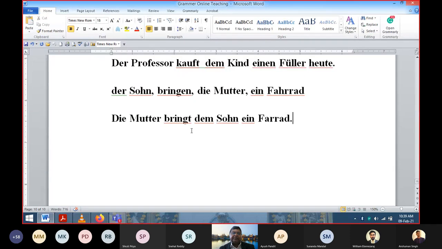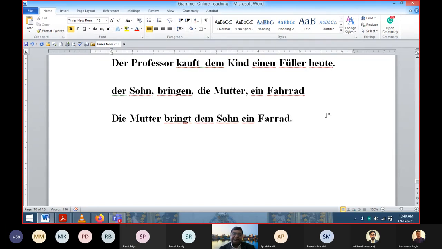Now you have the sentence: mother brings to the son a bicycle. Our mother is bringing a bicycle to the son. A better translation into English: mother brings a bicycle to the son. So this will be the proper translation in English. Whenever we are making sentences, we always think about how we are going to change the articles depending on what kind of noun we are using.